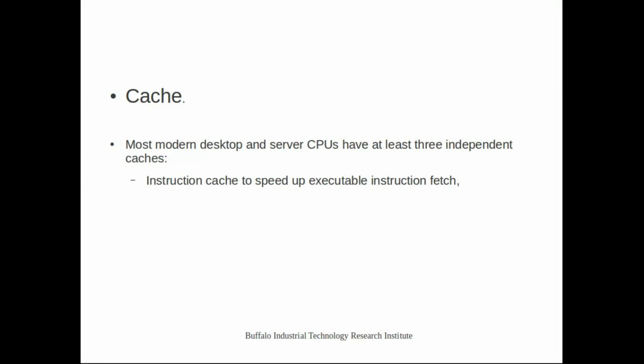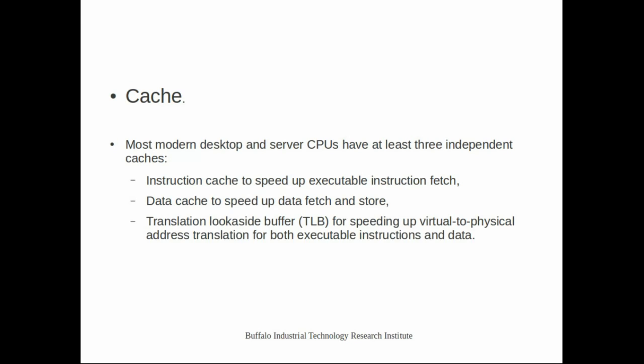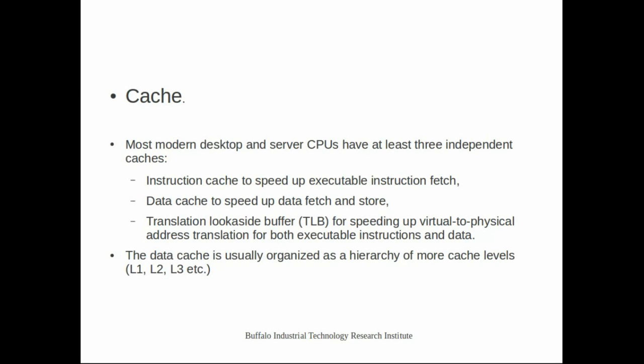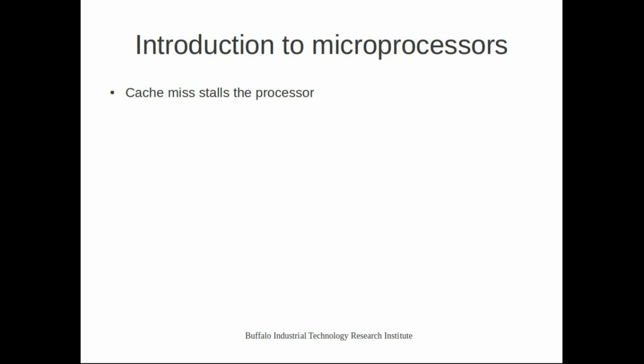Most modern CPUs have at least 3 independent caches: one is the instruction cache, another the data cache to speed up data access, and the translation look-aside buffer, which speeds up the virtual to physical address translation for both data and instructions.